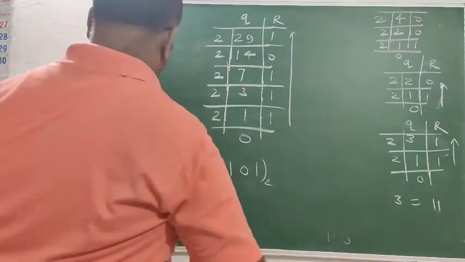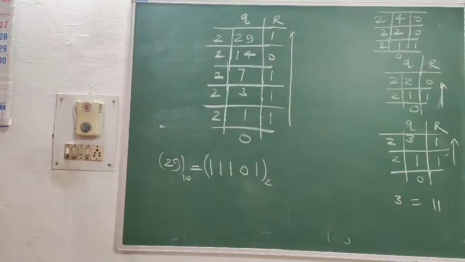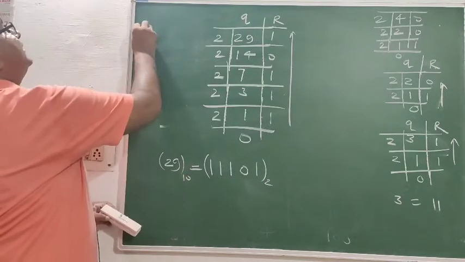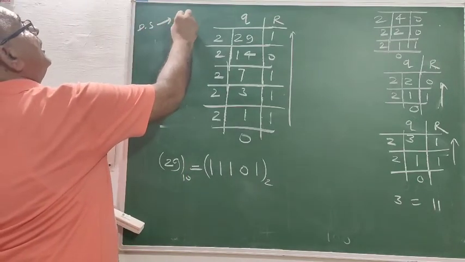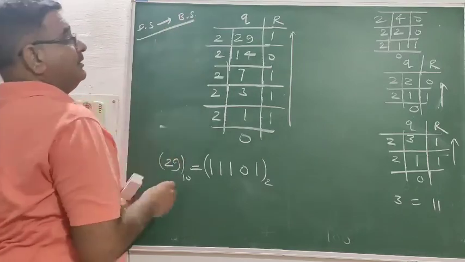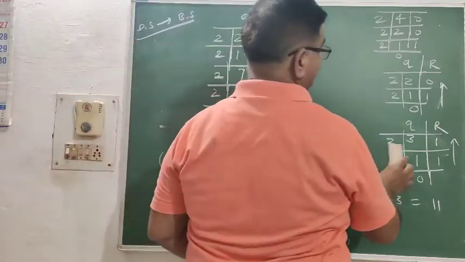Now, how do you reverse this process? Suppose you want to go from the decimal system to the binary system, and now you want to reverse this process.